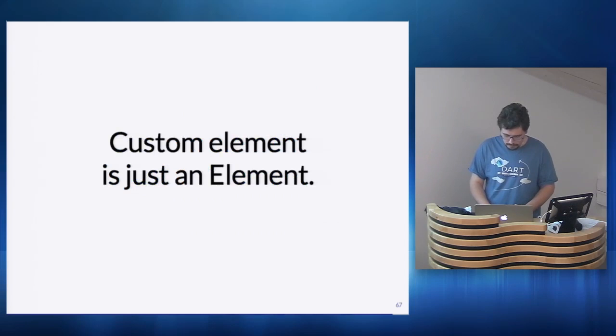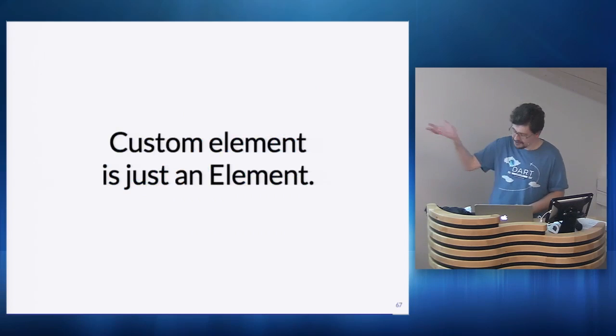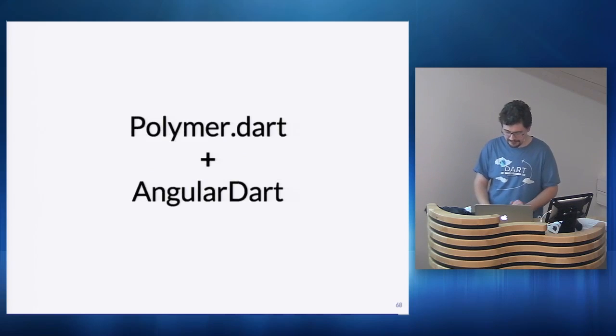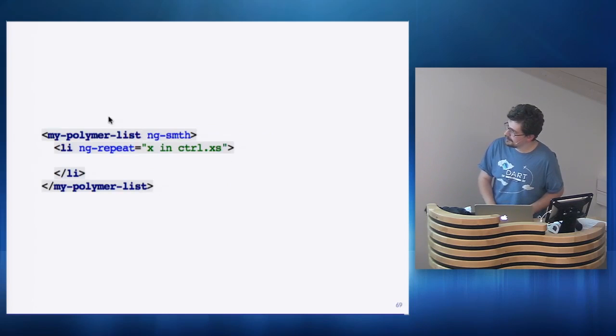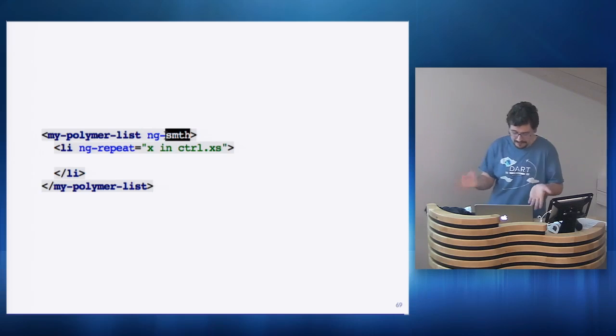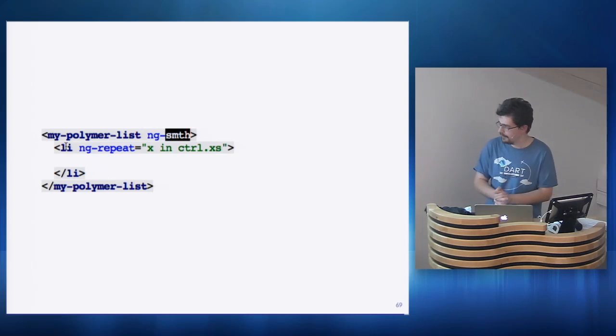But one thing to notice here is that a custom element is just an element. You don't need a PhD to figure that out. And so you can use Polymer.dart with Angular.dart if the weather is good. You can imagine that in your application you can mix and match things. You have some fantastic Polymer list, but you can annotate it with a directive because you can apply directives to any element, and you can have stuff inside that is built by Angular.